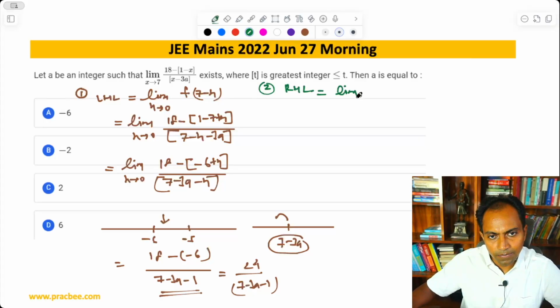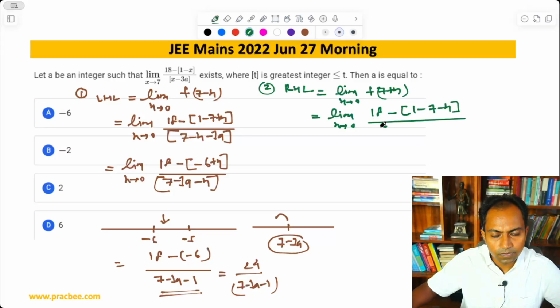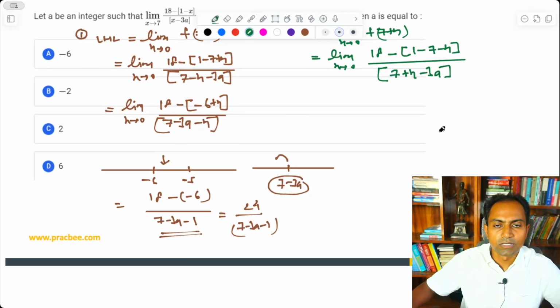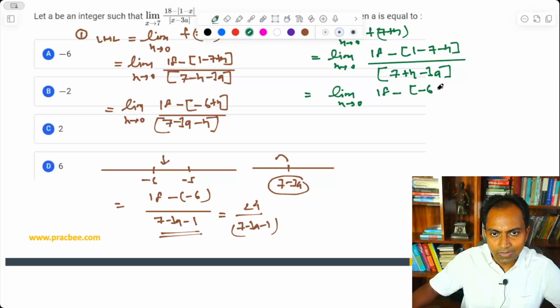This becomes limit h tends to 0, f of 7 plus h. So this becomes limit h tends to 0, 18 minus greatest integer of (minus 7 minus h), divided by greatest integer of (7 plus h minus 3a). Now again, if I interpret this part, you can see that the numerator, limit h tends to 0, this will become 18 minus greatest integer of (minus 6 minus h). But in the denominator, what we have is 7 minus 3a plus h.